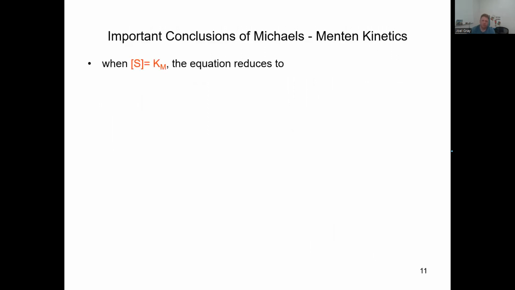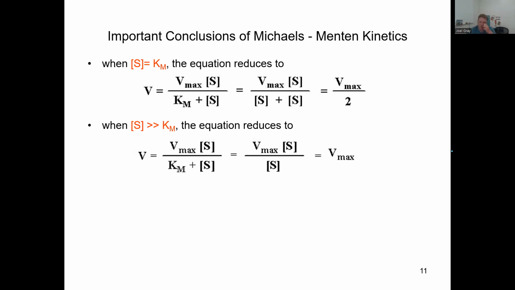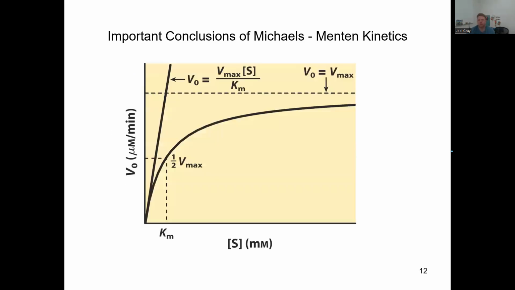So some important conclusions of the Michaelis-Menten kinetics and of that equation: when your substrate concentration is equal to your Km, the equation reduces down to your velocity is half of your Vmax. When your substrate concentration is considerably greater than your Km, the equation reduces to your velocity is equal to your Vmax. When the substrate concentration is considerably lower than your Km, it reduces down to V, or your velocity, is equal to a ratio between your Vmax and your Km times your substrate concentration.